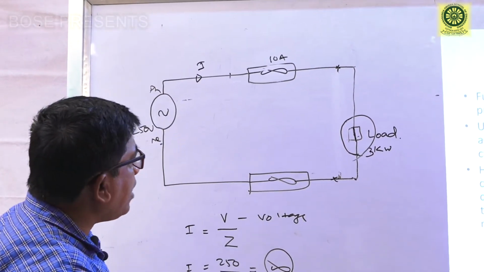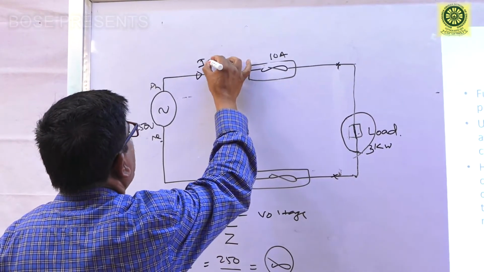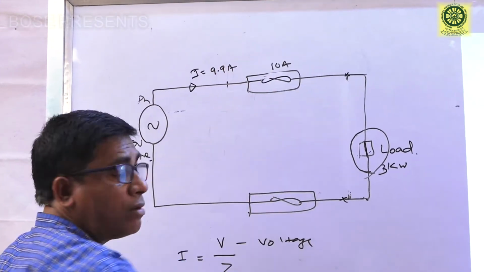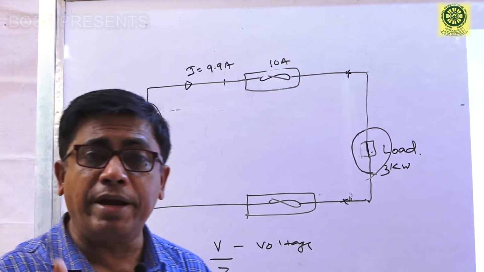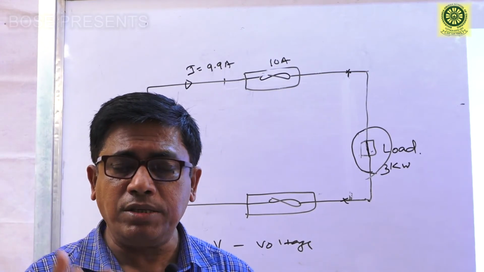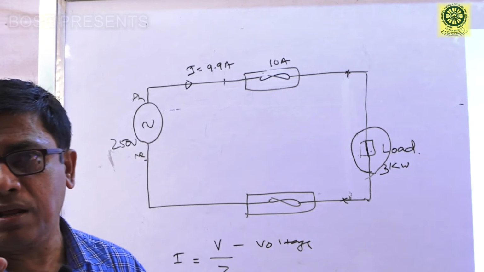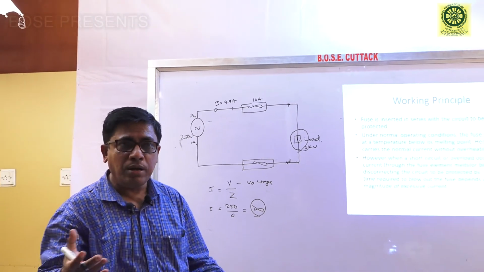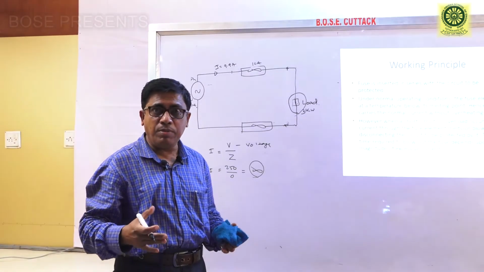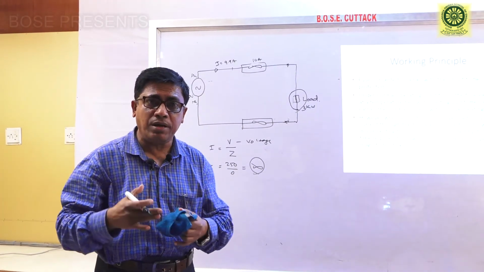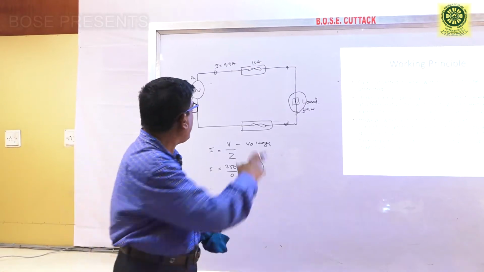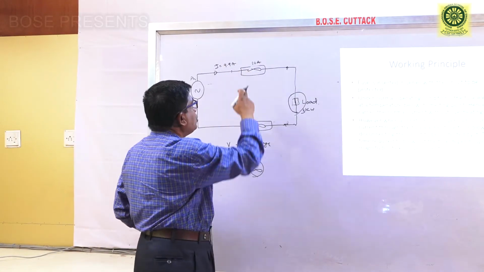If the load current is, for example, 9.9 ampere, it is just near the rating of the fuse element. What is the fuse element? The fuse element is 10 ampere. What is the load current? The load current is 9.9 ampere. So what will happen? It will start heating because it is approaching its limit, approaching the rating of the fuse element. It is 9.9 ampere, and the rating is 10 ampere. So it will start heating.